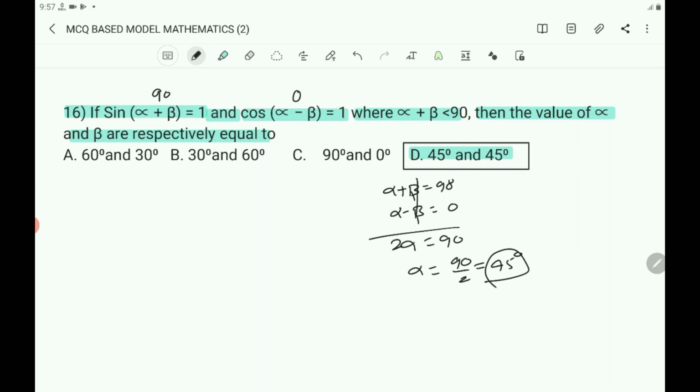Here you must know that sin 90 degree is equal to 1 and cos 0 is equal to 1. Then only you can find the answer here. That is, alpha plus beta is 90 degree, alpha minus beta is equal to 0 degree. Here you can find the answer, because you know that 45 plus 45 is 90, 45 minus 45 is 0. Without doing all this, you can get the answer.